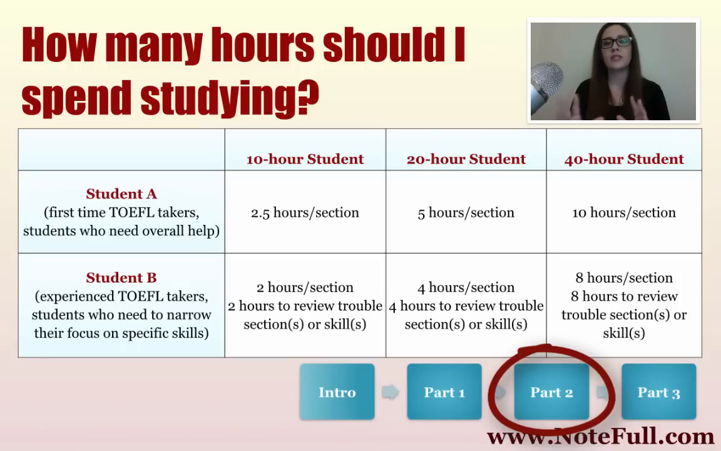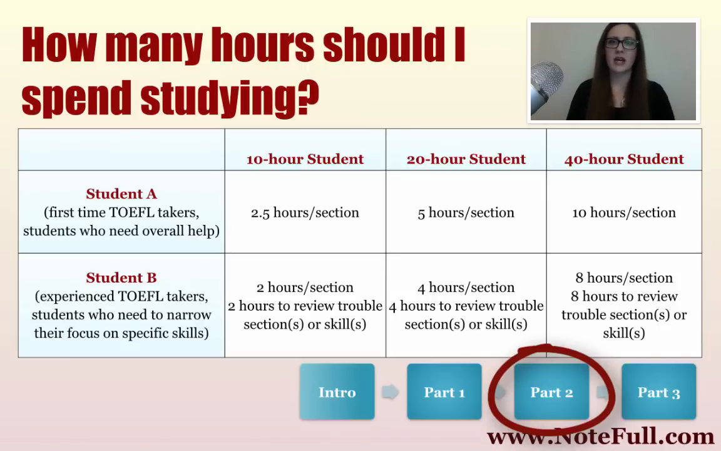So I've developed this for you guys so you know how to break down your time. If you're like student A who's brand new, you can spend about 2.5 hours per section. Just keep it even because you don't know where your weaknesses are yet. You're going to want to break up your time pretty evenly. Same thing for the 20-hour or 40-hour, but you'll see the time obviously increases based on the number of hours you have. So take notes here because this is really helpful.